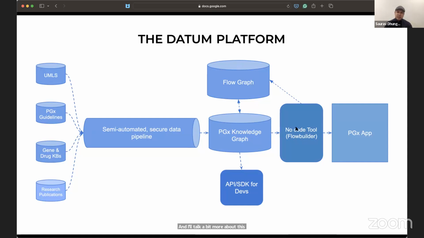Another important component here is a no-code tool that we built for clinical experts, which is used to encode the decision-making process of pharmacogenomic experts in the form of flows or state machines. They are also internally represented as RDF data and are able to integrate with the knowledge in the pharmacogenomics knowledge graph as well. The flow graph also powers downstream applications that the platform generates, which I'll be showing a little bit later.